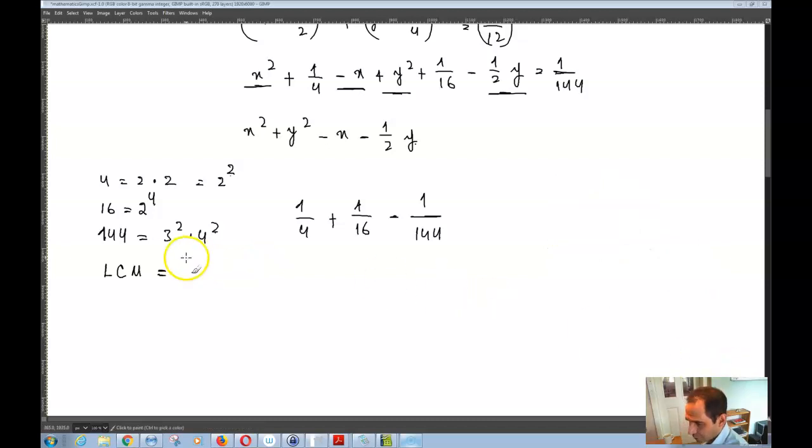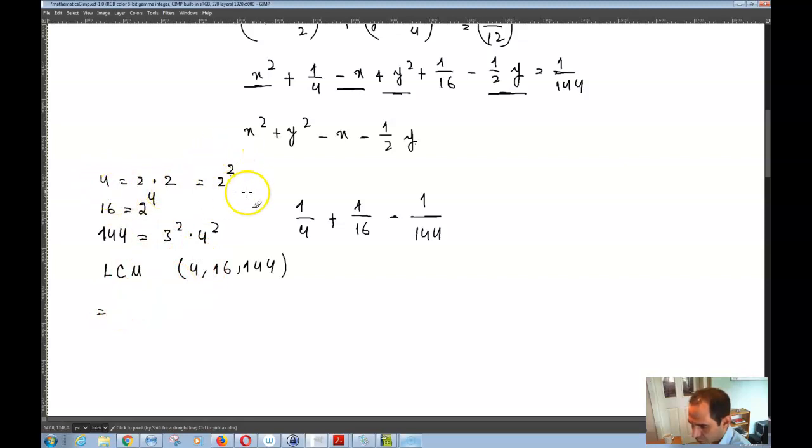Now the LCM of these numbers, basically 4, 16 and 144, is going to be some number which has basically all of these numbers inside it, but no more than those numbers. Meaning that, for example, over here you need a 4 in here.